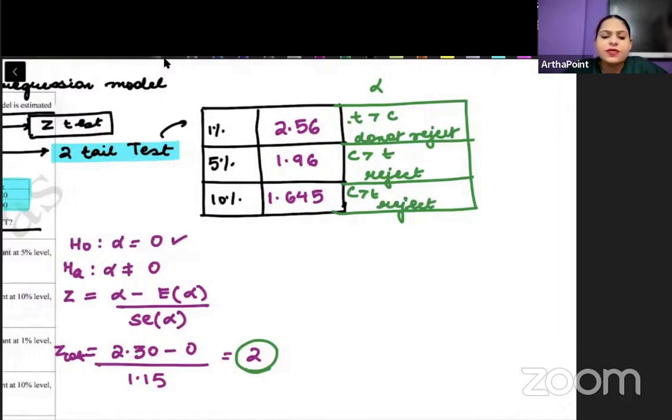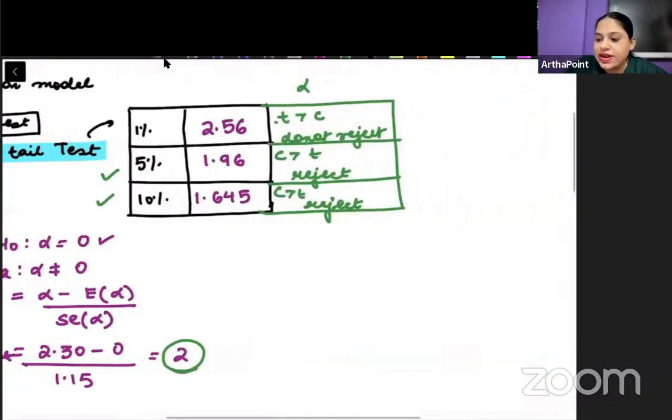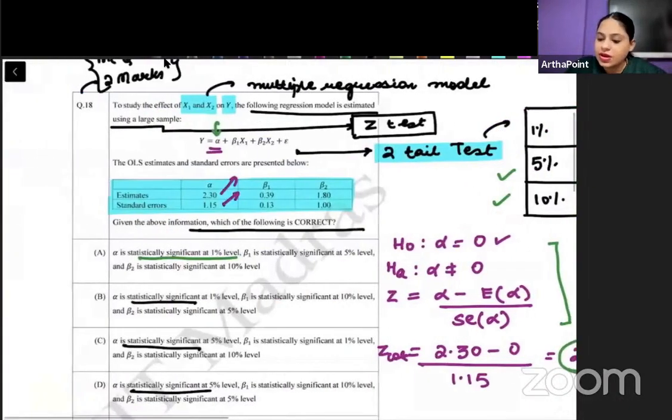So it means that for the intercept term, we are able to reject at 5% and 10%, but we are not able to reject at 1%. I am just making this complete table for you. So, according to this, it is statistically significant at 1%. That is incorrect because we are not able to reject null. So it is not significant at 1%. Right? Come to the second one.